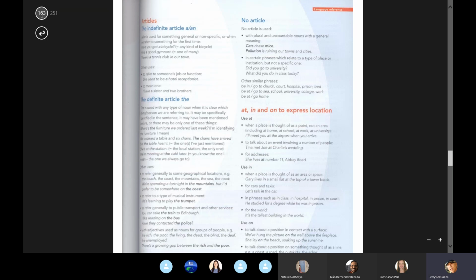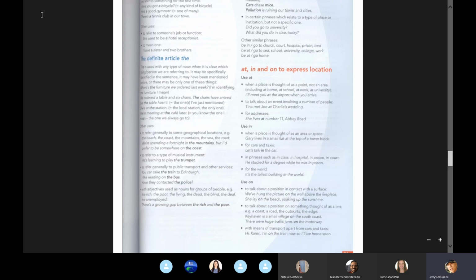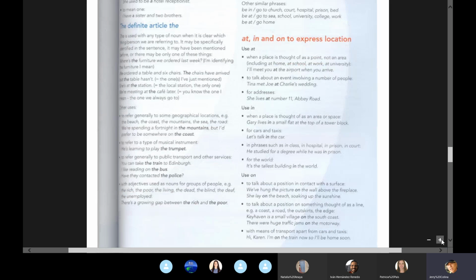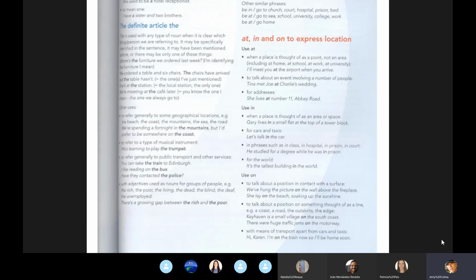Added on to express location. Well, location and place are similar, you know, so don't get surprised. Added on to express locations. Everybody, page 163 at the end of the book, because here we have a nice explanation about this, the difference between added on. At, the use of at.